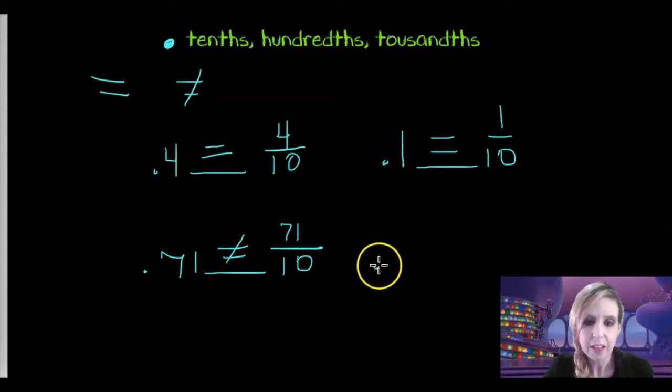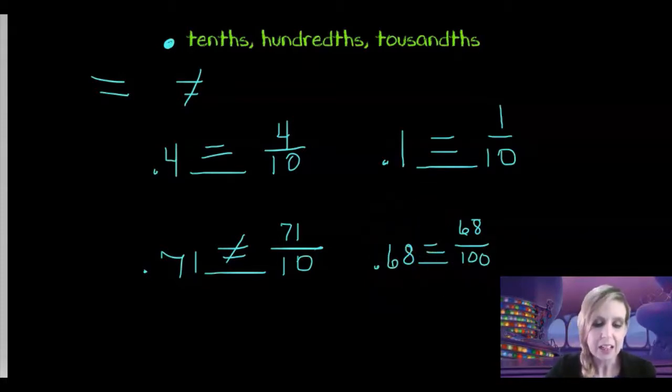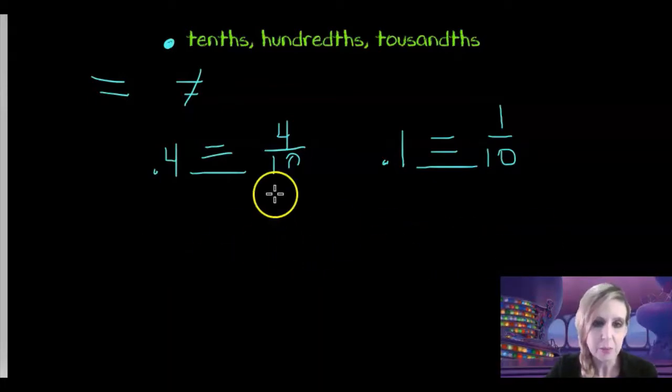All right, and then we've got 0.68 for D. Does that equal 68 over 100, 68 hundredths? Yes, it does equal because I've got two places here, I've got 2 zeros, and I've got 68. This is 68 hundredths. Okay? All right, so now you work on E, F, G, and H under number 1. Now let's take a look at number 2.